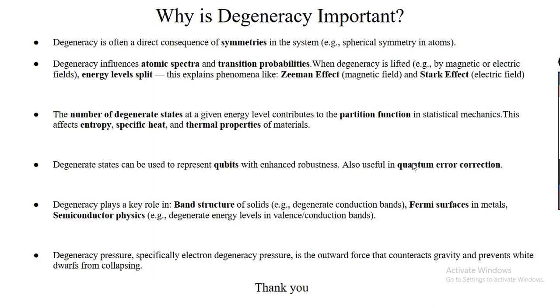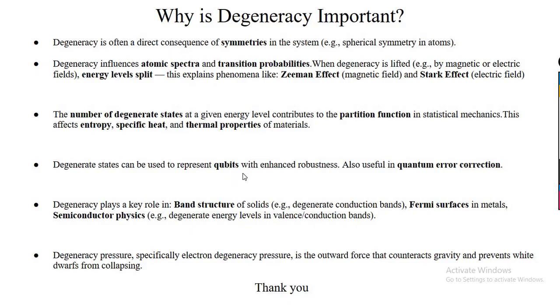Why is degeneracy important? Degeneracy often gives the idea about symmetry. It explains the symmetry of the quantum mechanical system, the spherical symmetry of the atom. It influences the atomic spectra or transition probability of a quantum mechanical system. When you apply an electric field and magnetic field, the energy level splitting is explained by the Zeeman effect and Stark effect. It also explains the partition function of statistical mechanics, which explains entropy, specific heat and thermal properties of matter.